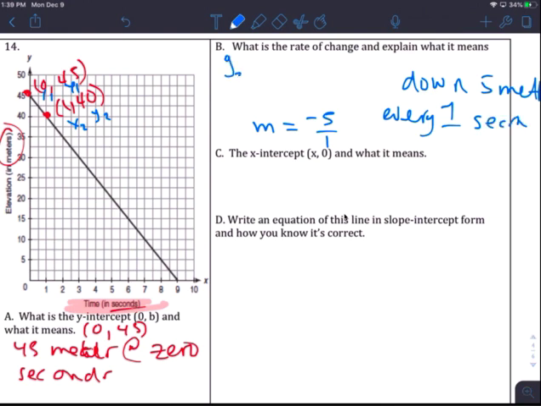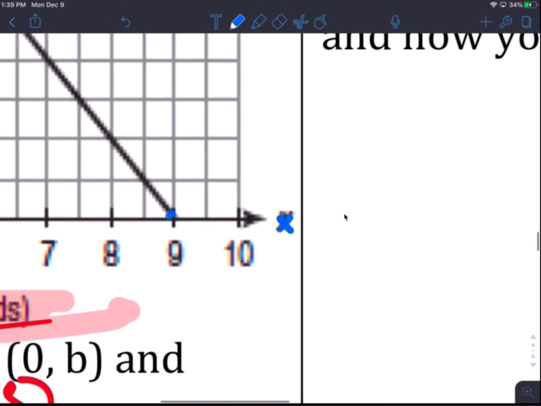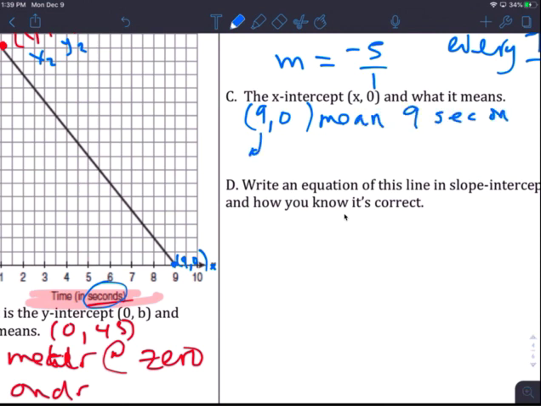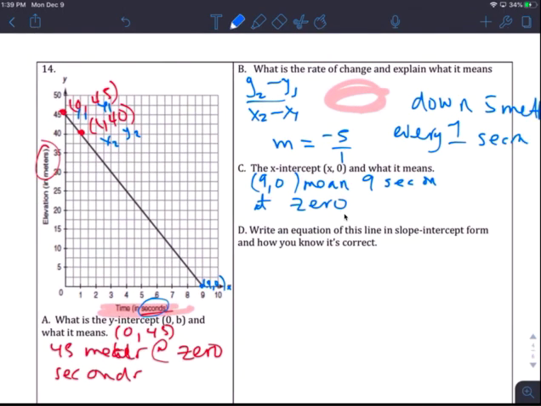Make sure you do that to get that answer. Show your work though. I need to see all your work. Please don't just copy down the answer and no work. X-intercept, here's the x, and its intercept is (9, 0). 9 seconds at 0 feet. 0 meters in this case.